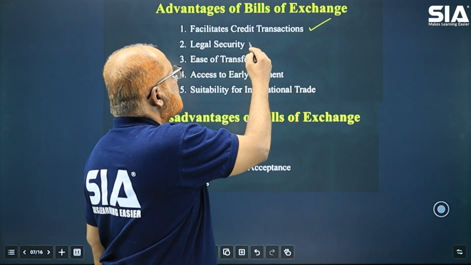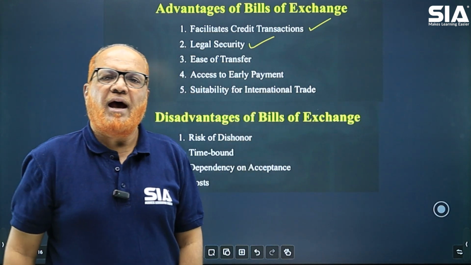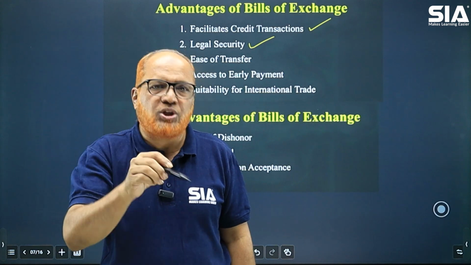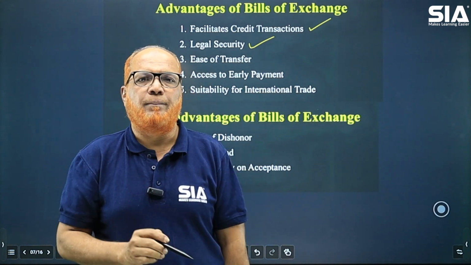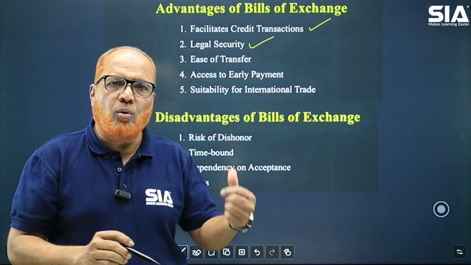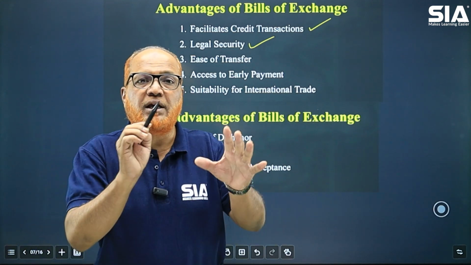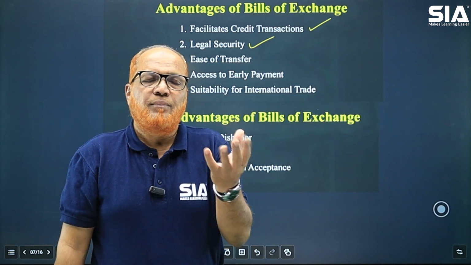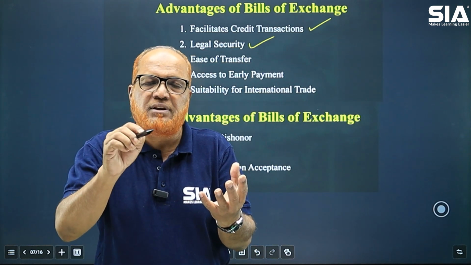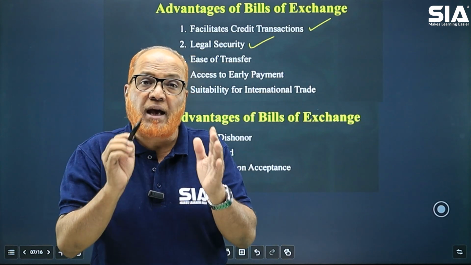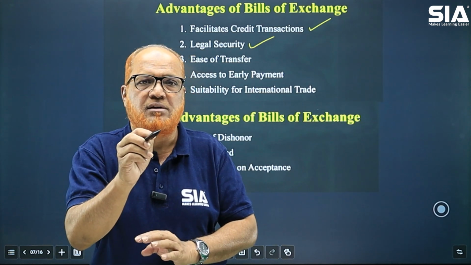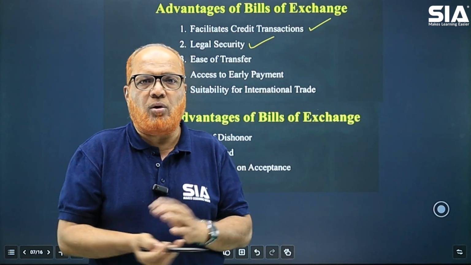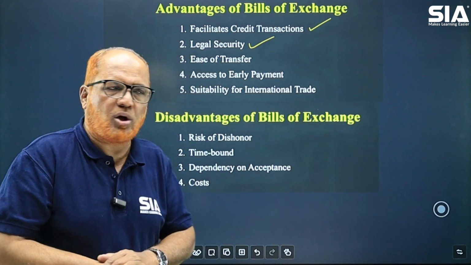Next is legal security. Actually, a bill of exchange is a legal document. If a party makes a breach in the condition of the bill, the aggrieved party can go to the court of law and put a case against the other party. So there is always security that the person who has accepted the bill, that is the drawee, has to pay the amount on time, otherwise legal action can be taken. So our money is secured when a bill of exchange is drawn.